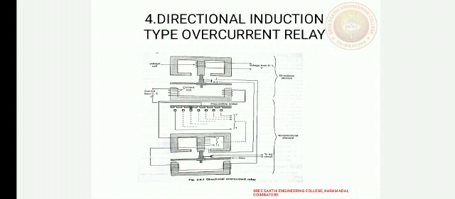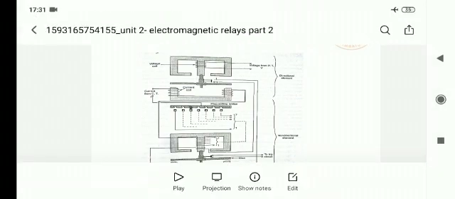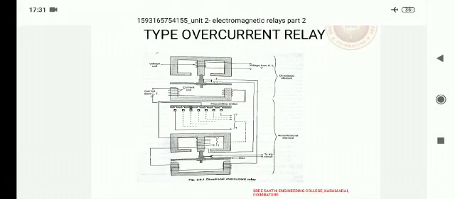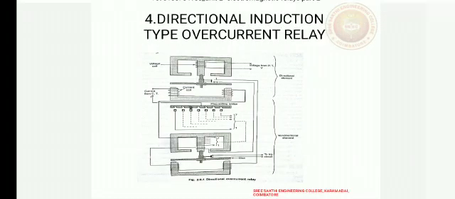Under normal conditions, power flows in the proper direction and hence the directional element of the relay is inoperative. Thus the secondary winding and lower electromagnet of the non-directional element is open and hence the non-directional element is also inoperative. When the fault takes place, the current or power in the circuit has a tendency to flow in the reverse direction.